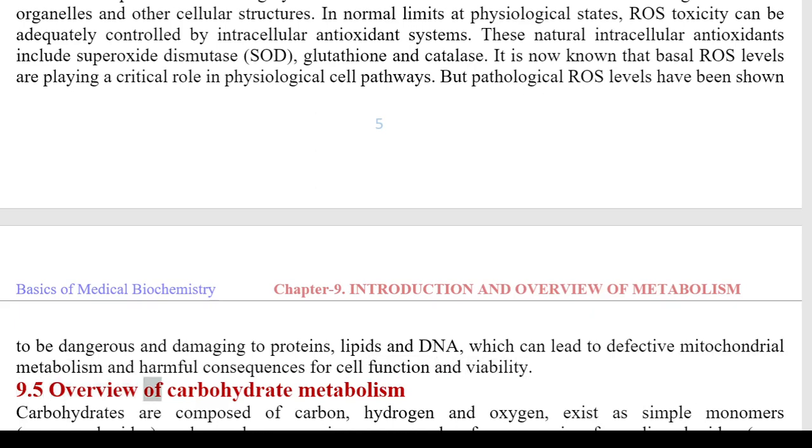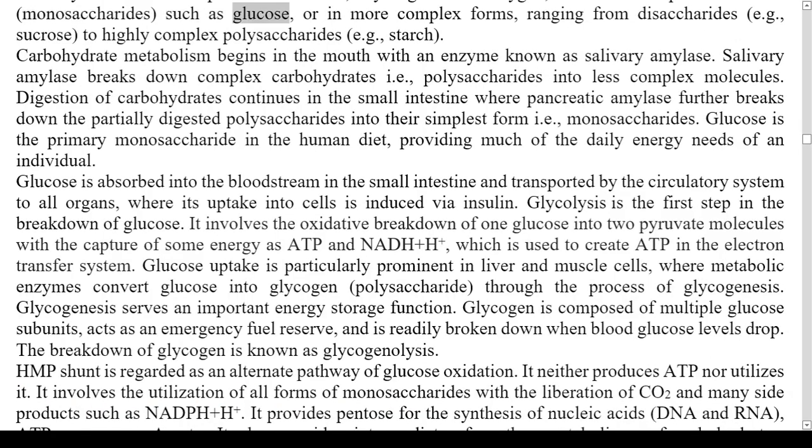9.5 Overview of carbohydrate metabolism. Carbohydrates are composed of carbon, hydrogen, and oxygen, and exist as simple monomers, monosaccharides, such as glucose, or in more complex forms, ranging from disaccharides, for example sucrose, to highly complex polysaccharides, for example starch.